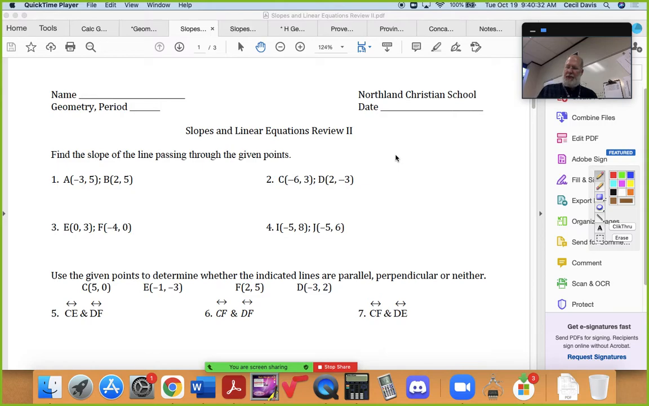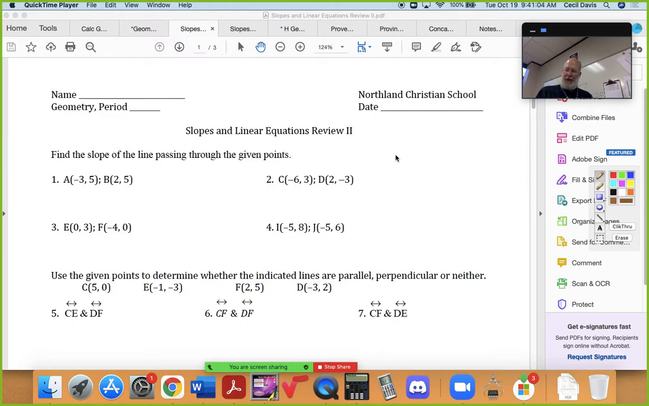Number 6, the slope of CF is negative 5/3. The slope of DF is positive 3/5, so those are perpendicular. Number 7, the slope of CF is negative 5/3. The slope of DE is negative 5/2, so those are neither. Number 8, the slope of PQ is 1/3. The slope of QR is negative 1/3, so they are neither.